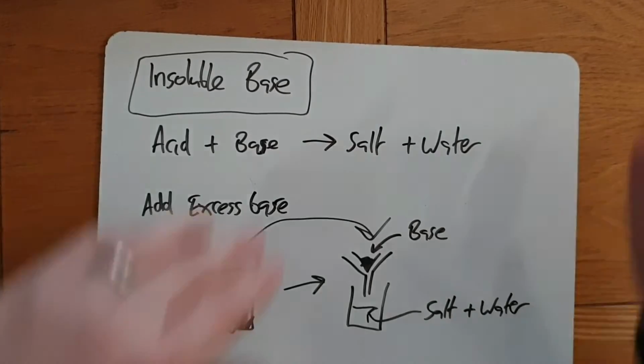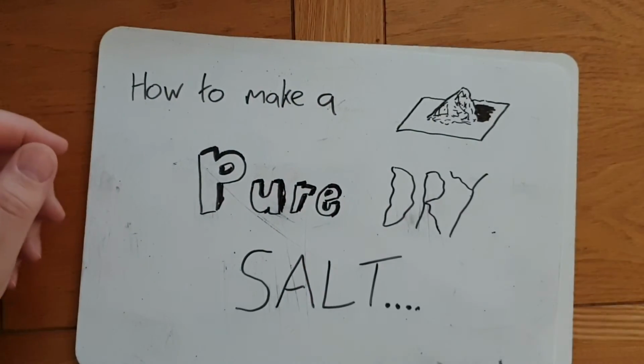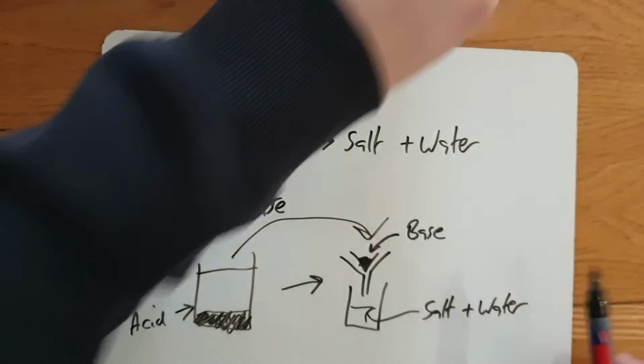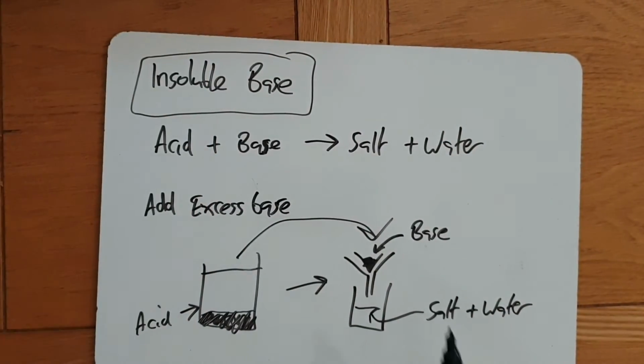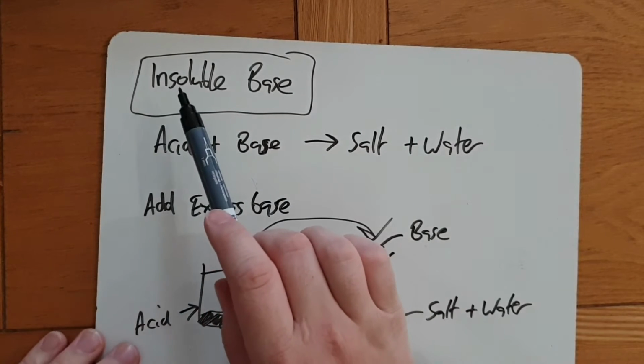So how do we turn that salt and water into our pure dry salt? Well, we crystallize it. We let the water evaporate and it leaves the salt behind. Perfect. So it's as straightforward as that.